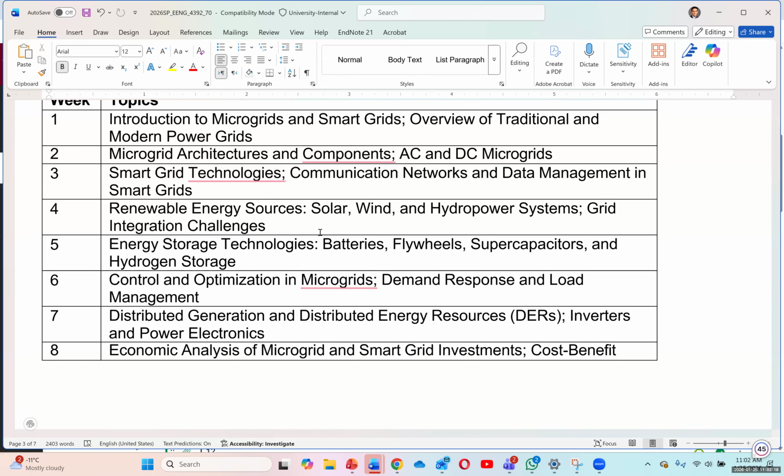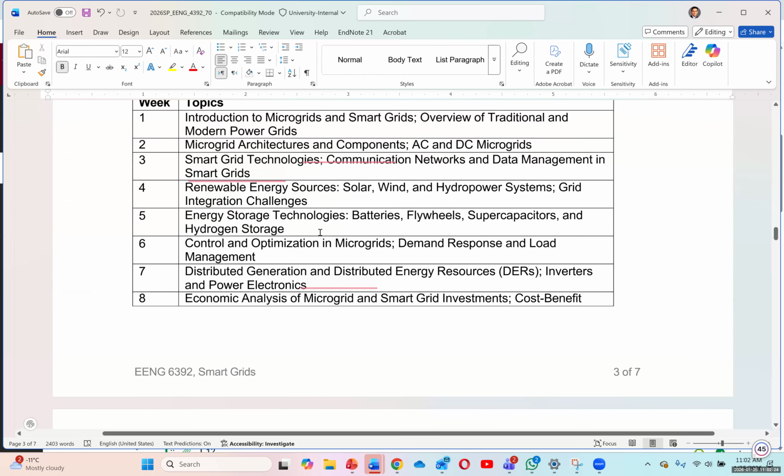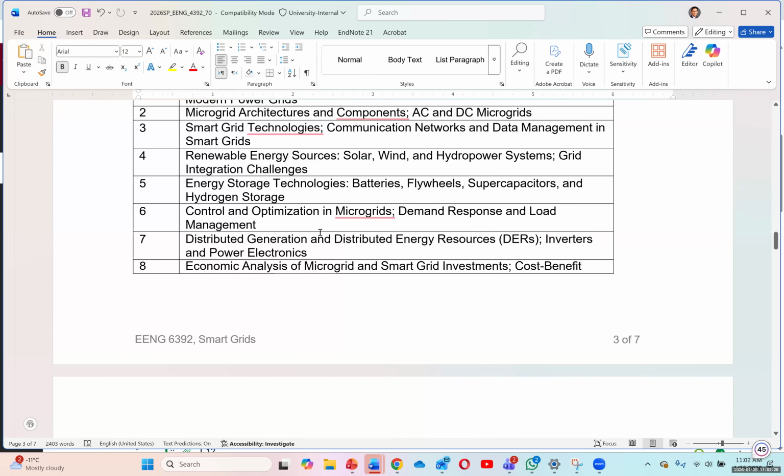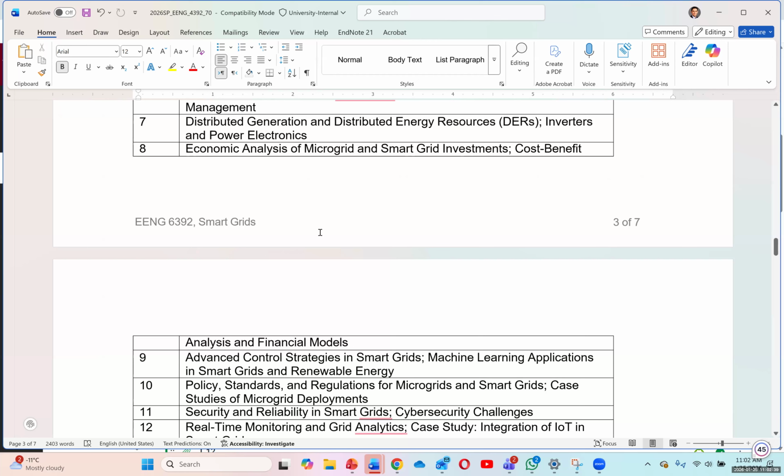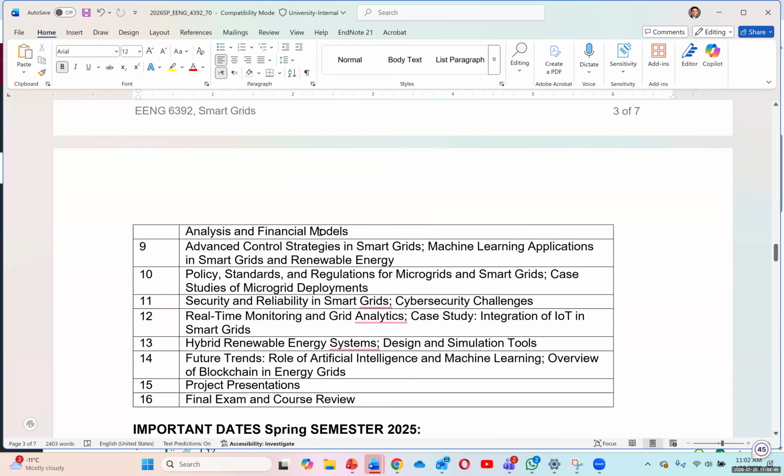Week 5 is going to be energy storage technologies: batteries, flywheels, supercapacitors, and hydrogen storage. Week 6 is going to be control and optimization of microgrids, demand response and load management. Week 7 is going to be distributed generation and distributed energy resources, inverters, and power electronics. Week 8 is going to be economic analysis of microgrid and smart grid investment, cost benefit analysis, and financial models.